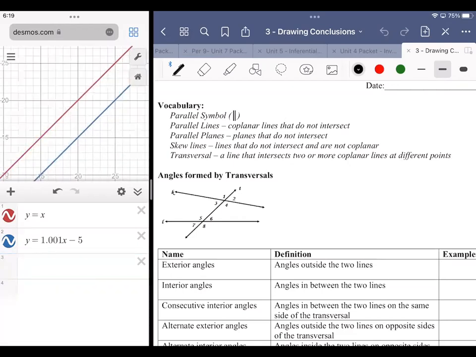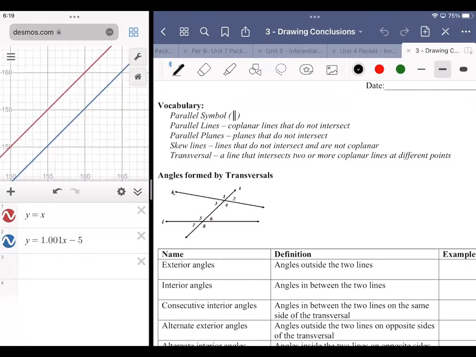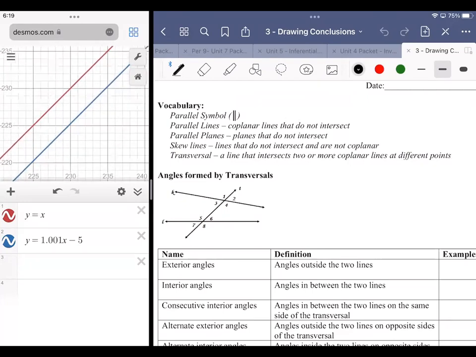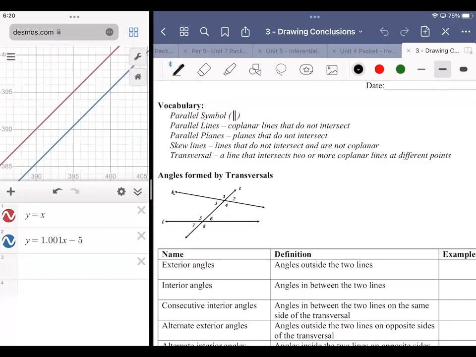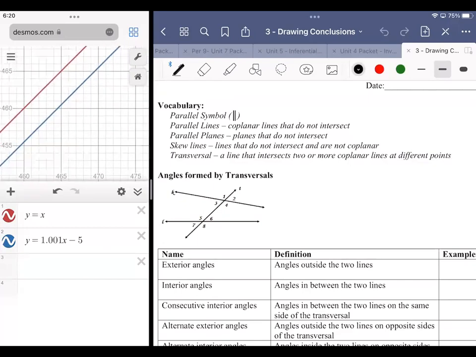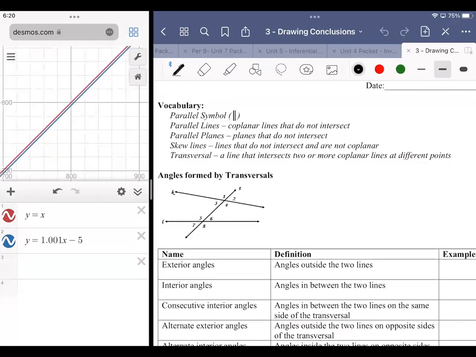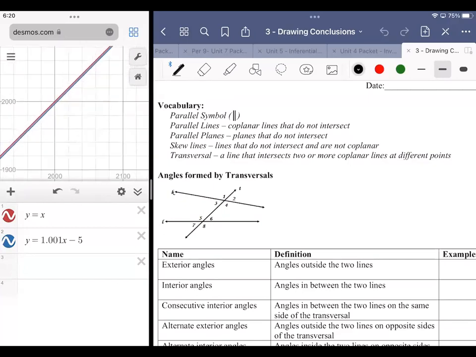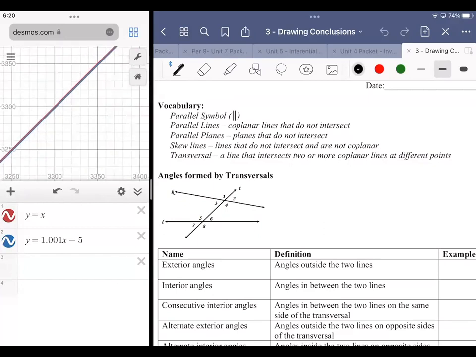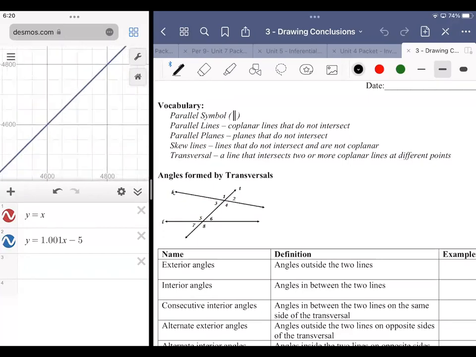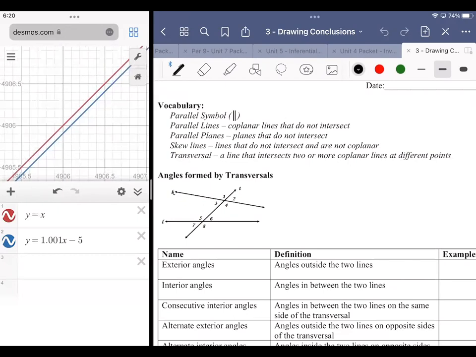Now if I go out further, it still looks parallel. But if you look closer and more carefully, you'll see that those two lines are getting closer and closer to one another, just at a very, very slow rate. If I go far enough, they'll actually intersect. I can kind of cheat here. Just zoom out a lot and then zoom back in.